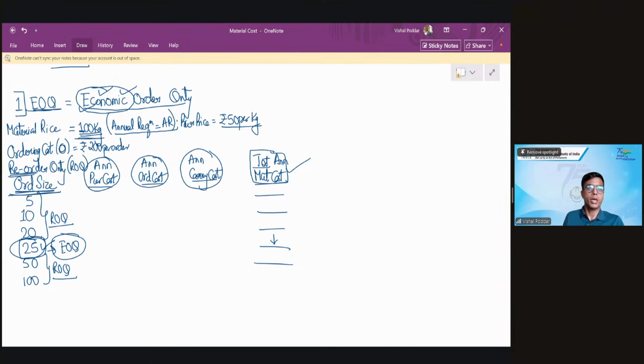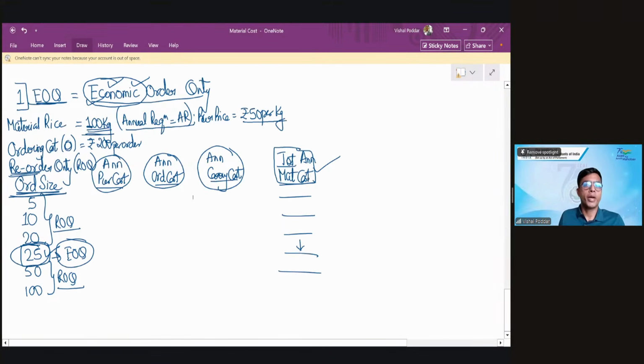Now, understand one thing, students. I want to find out the total which is lowest, because for whatever quantity I am getting the lowest total material cost is what I will be preferring, and that quantity will be called the EOQ. For this, we need to add up these three costs: purchase, ordering, carrying.